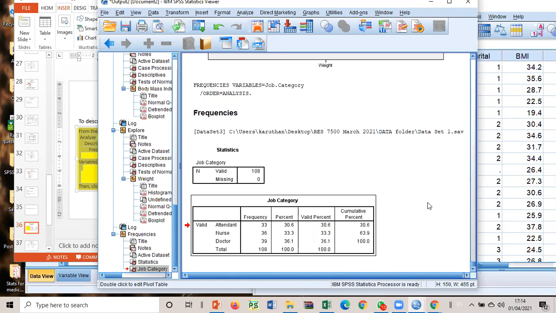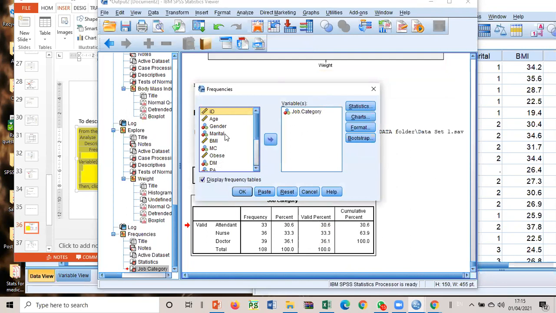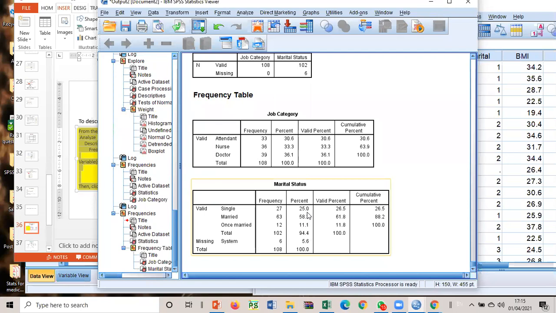Because mean and median are only for quantitative variables. Because there are no missing values, for nurses and doctors. Let me do one more, for marital status. Are these two columns exactly the same? No. So what's the difference now? Here same, right? Here different, right?